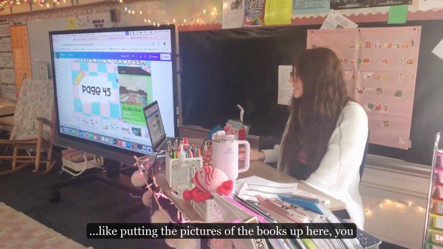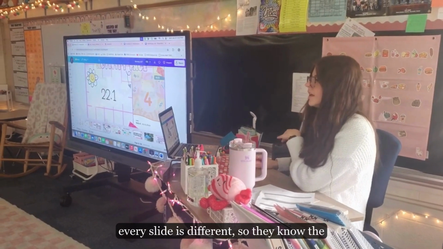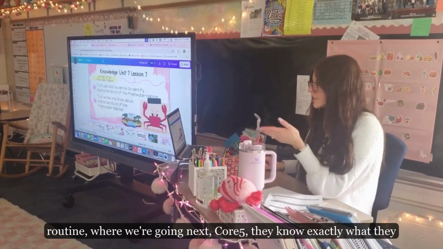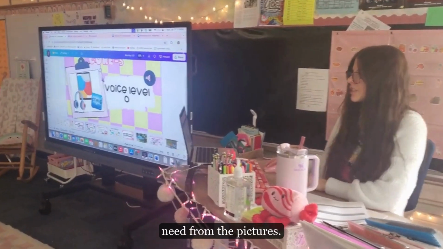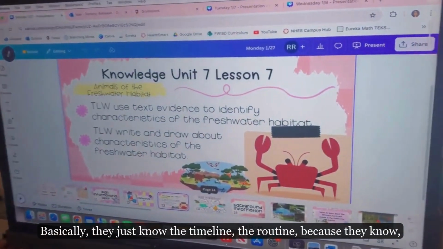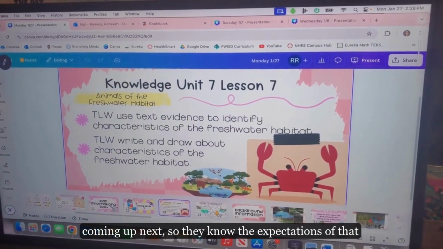Putting the pictures of the books up here, they have the visuals to reference. Every slide's different, so they know the routine, where we're going next. Core 5, they know exactly what they need from the pictures. And basically they just know the timeline, the routine, because they see the same slides every day. And so they know which is coming up next.